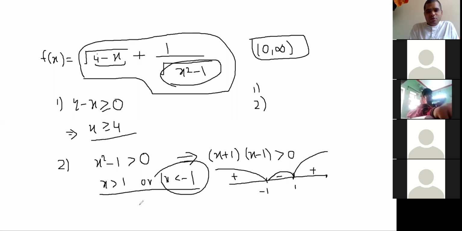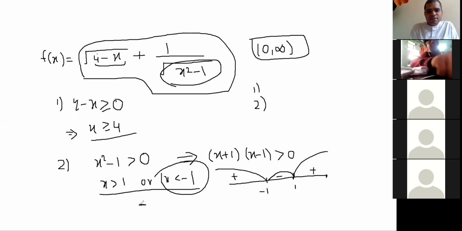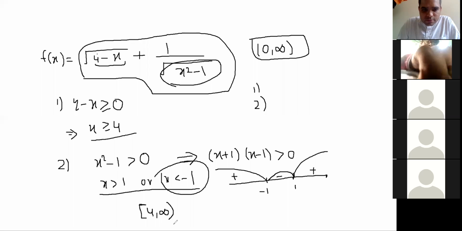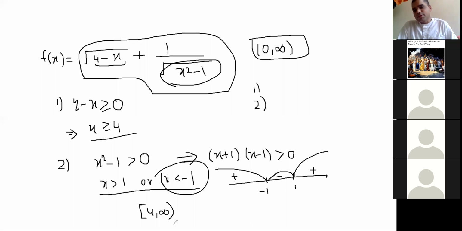You will get the domain of the function as x greater than or equal to 4. So the domain of this function is 4 to infinity. We have used a square bracket at 4, and infinity is in an open bracket. The domain is 4 to positive infinity.